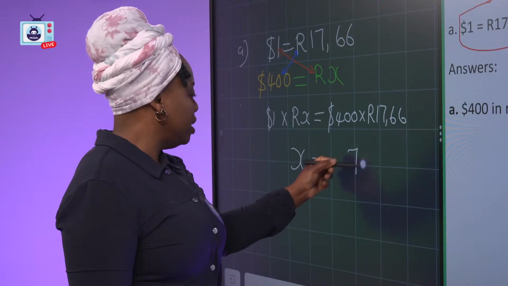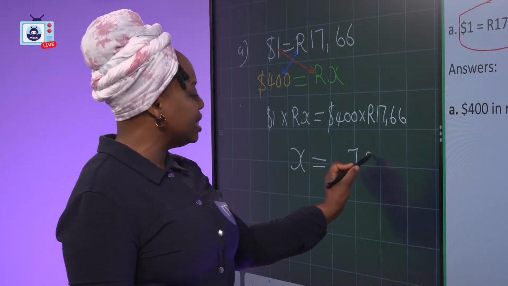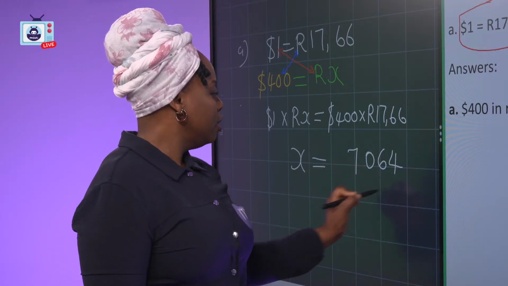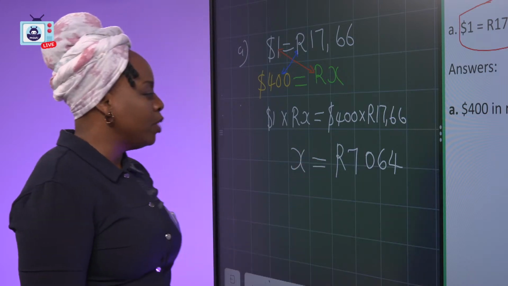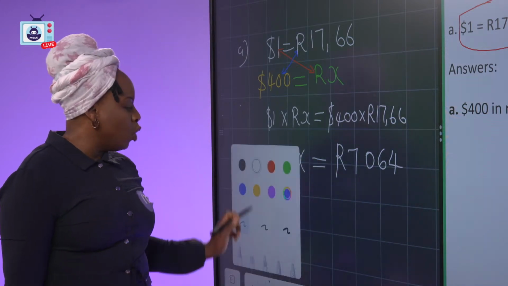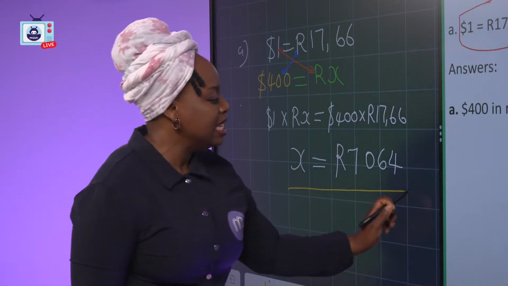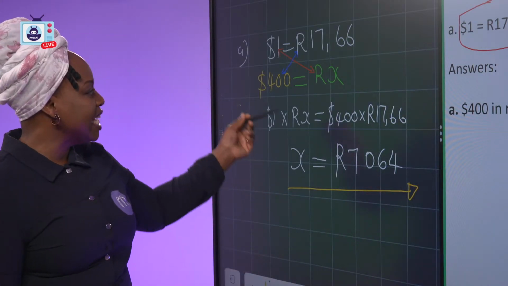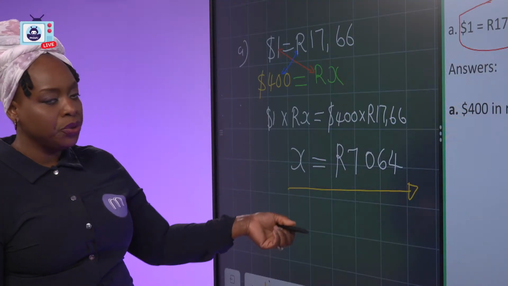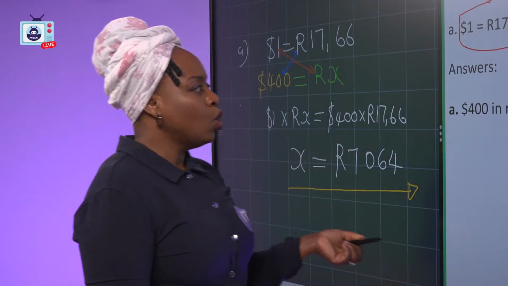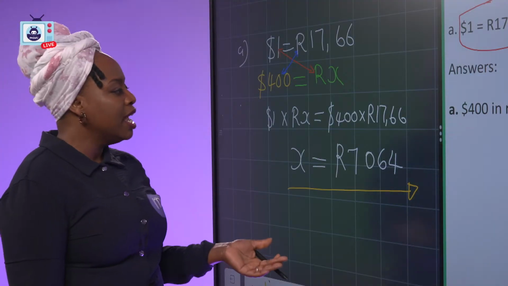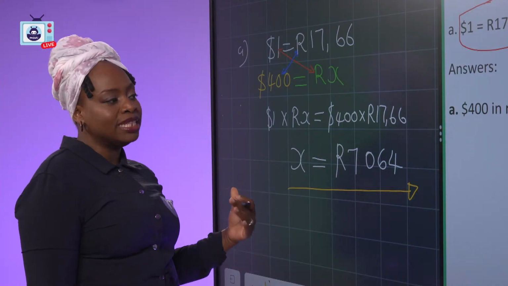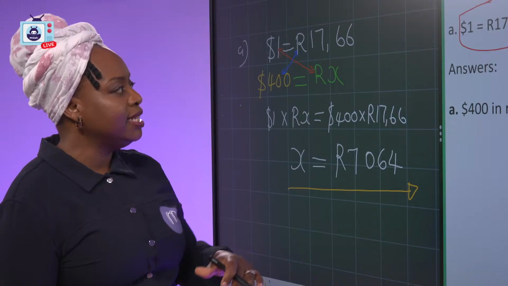7,064 rand. Because it's money and we are converting it to rand, you always have to say that it is in rand. You have to write the unit to say that it is in rand, and you get to the answer like that.